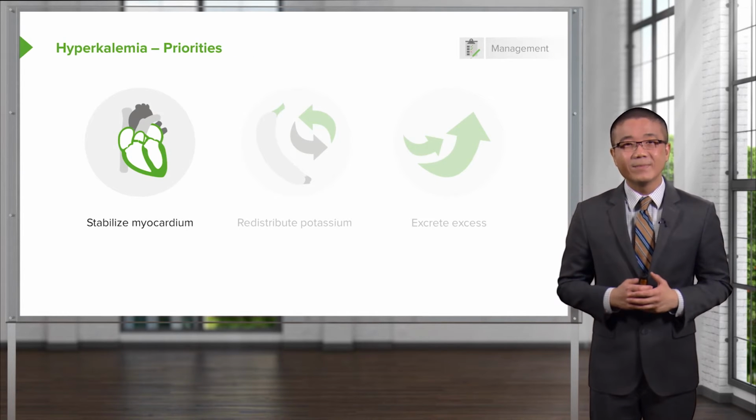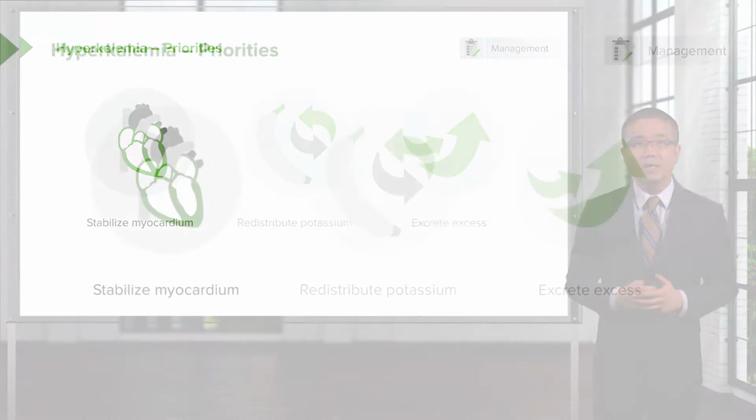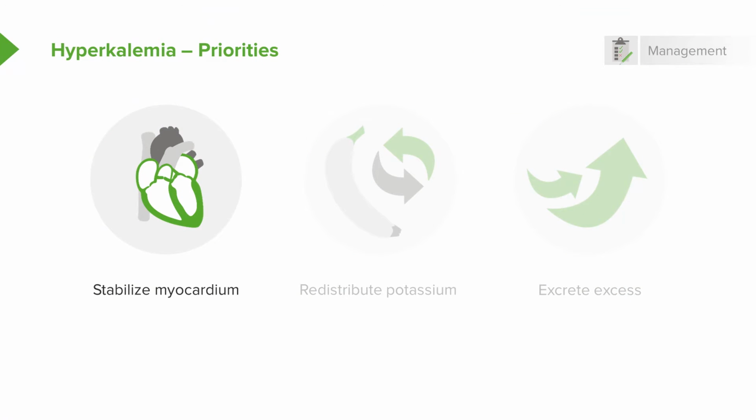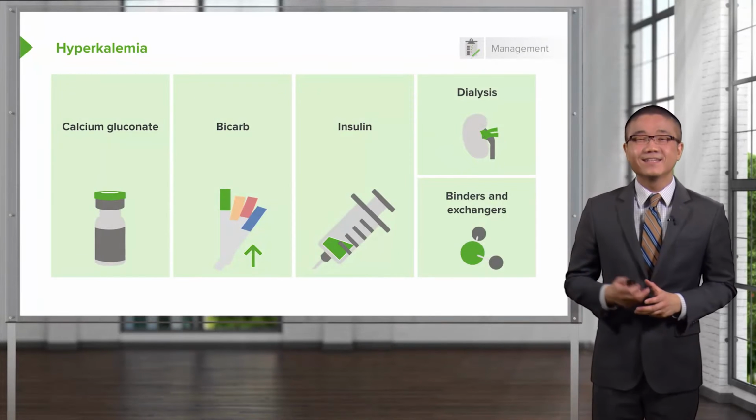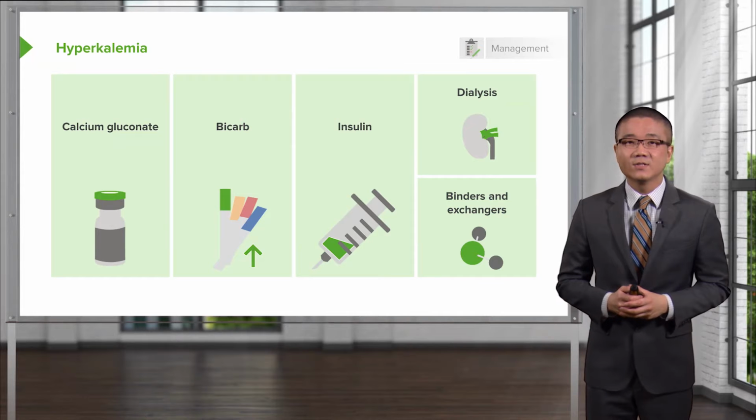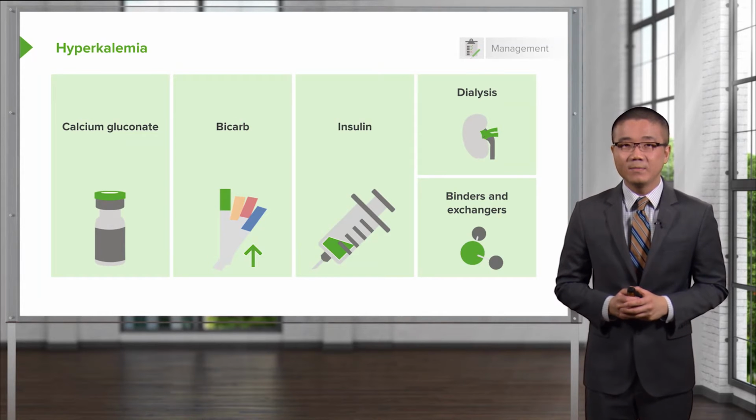There are priorities in the management of hyperkalemia. Because of the extensive and severe consequences of hyperkalemia on the heart, the first step is to stabilize the myocardium. Then, redistribute the potassium, and if necessary, excrete the excess. Let's discuss the individual actions of how we can manage hyperkalemia.